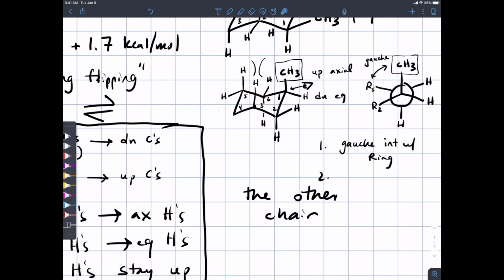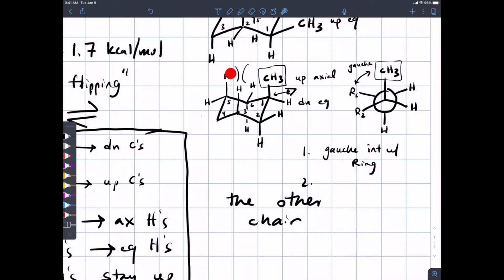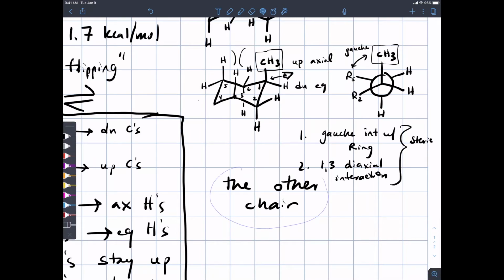1, 2, 3, or here, 1, 2, 3. We call the idea of the methyl group bumping into protons that are 3 bonds away, other axial protons, unfavorable 1,3 diaxial interactions, and both of these are really steric issues. Okay? 1,3 diaxial interaction refers to the fact that on carbons 1 and 3 you have axial substituents. 1 is a methyl group, and it's going to knock into the other up axial hydrogens.